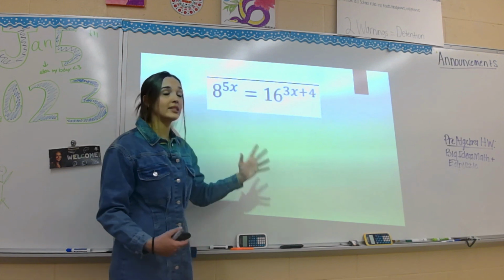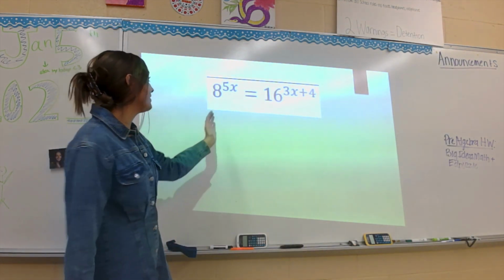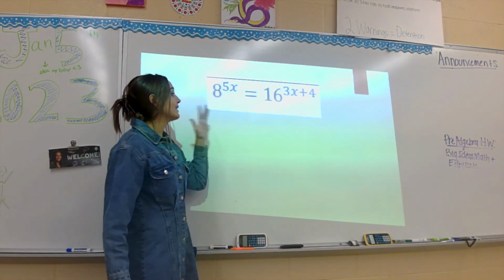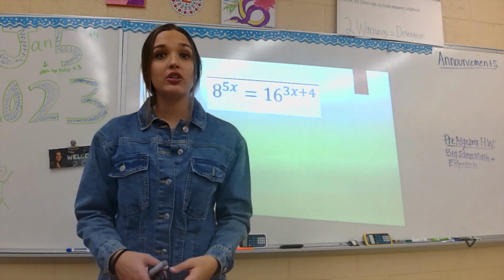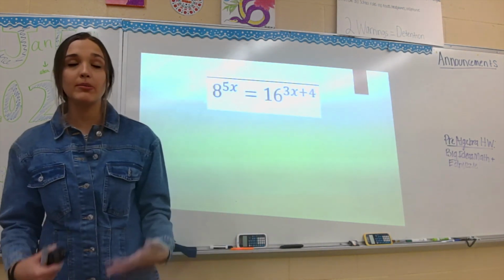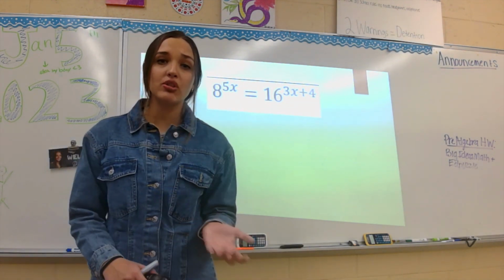Well, can we write 16 in terms of 8 to some power? Unfortunately, we cannot. 8 to the first power is 8. 8 to the second power is 64. That's not 16. So we cannot write it in terms of 8. So we have to think of another number that 16 and 8 have in common. Well, they both have 4 in common, so let's try this.